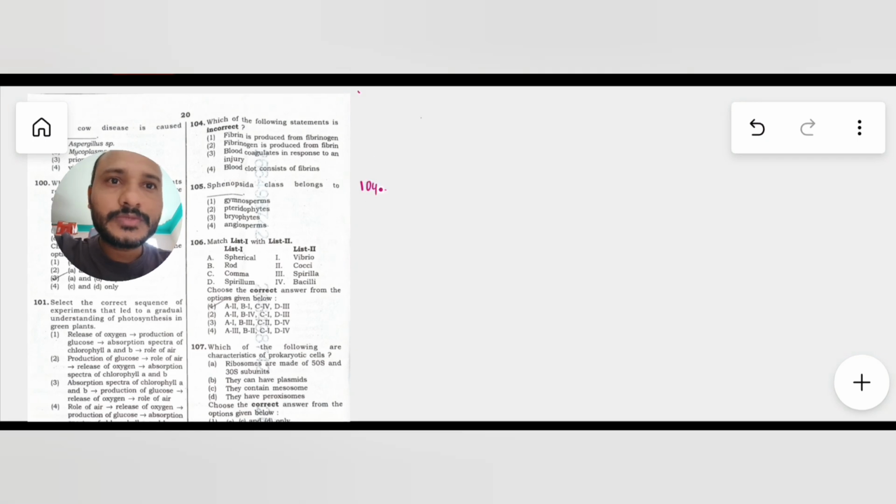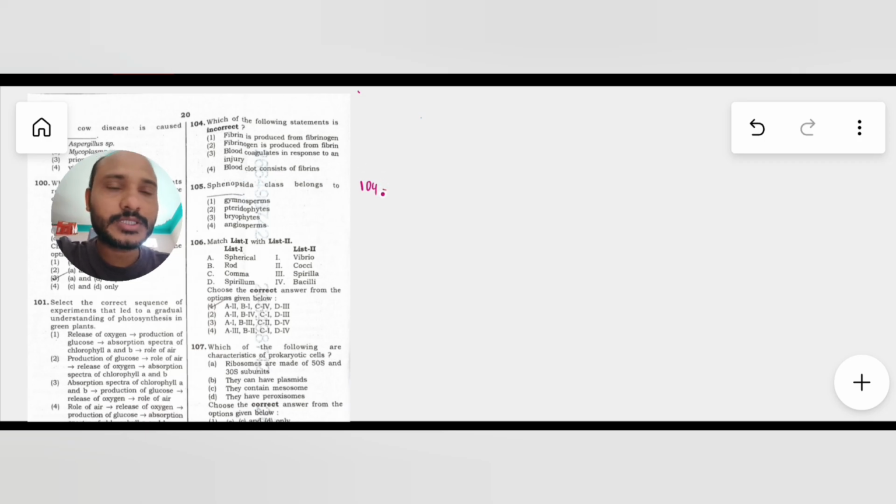Question 104. Which of the following statements is incorrect? They are asking for the incorrect statement, so first we need to read these options. Fibrinogen is produced from fibrin. Blood coagulates in response to injury. Blood clot consists of fibrins. So here we have 4 options, and we have to choose the incorrect one.